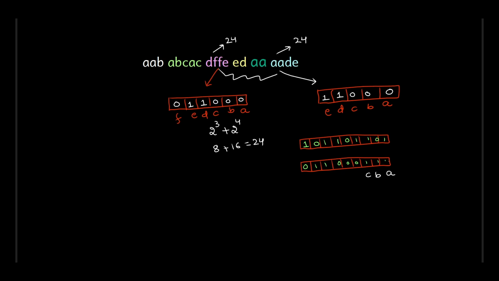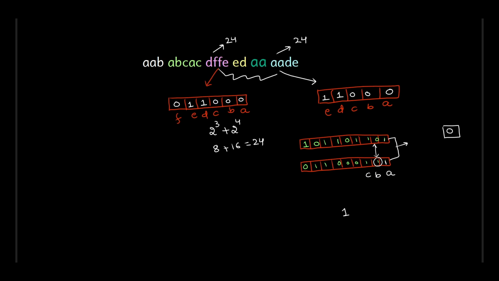So the first string had an odd number of A's and the second string also had an odd number of A's, but when you combine them, the number of A's would become even, right? Because the total count of odd plus odd will be even. So the bit mask for the final combined concatenated string will have a 0 at that position. Now let's look at this one. The first string had an even number of B's and the second string had an odd number of B's. So when you combine them, the final string will still have an odd number of B's.